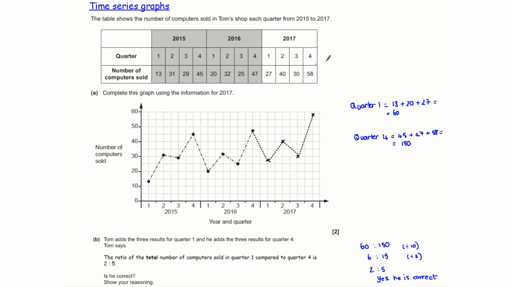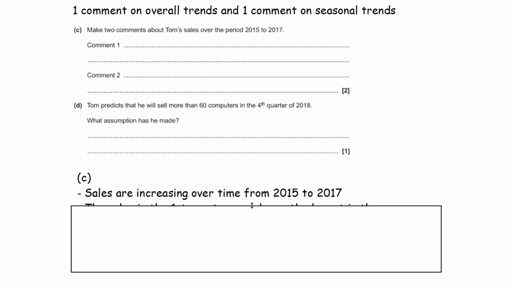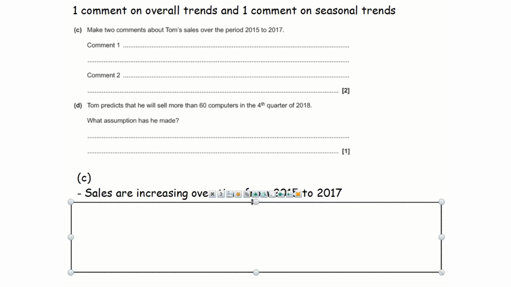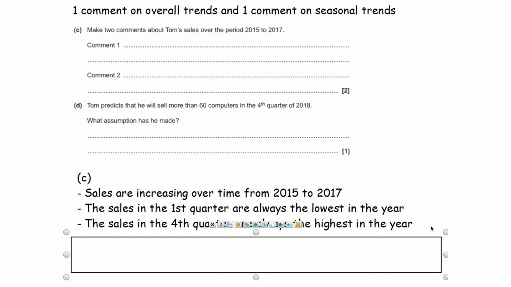So I need to make a comment about a seasonal trend and an overall trend, and I've just given some examples down here below. So for C, I've said that sales are increasing over time from 2015 to 2017, so that would be an overall comment. And then for a seasonal comment, I could have something along the following lines. So the sales in the first quarter are always the lowest in each year, or alternatively, I could have the sales in the fourth quarter are always the highest in each year.